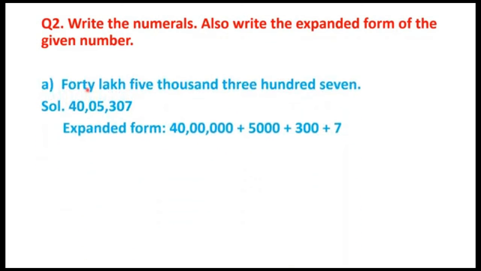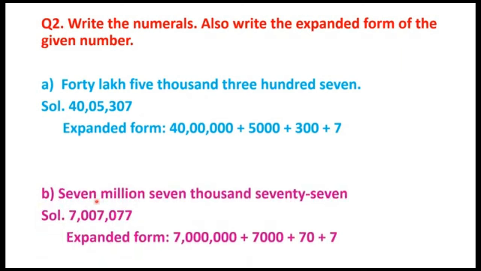The number is 40,05,307. 40 lakh means it is an Indian system of numeration. So 40 lakh means 40, then again a comma will come. Then 5,000. The thousands period has two places, so we write 05, and then put a comma. Then comes 307. The expanded form of this is 40 lakh plus 5,000 plus 300 plus 7, and in total it will come 40 lakh 5,307.